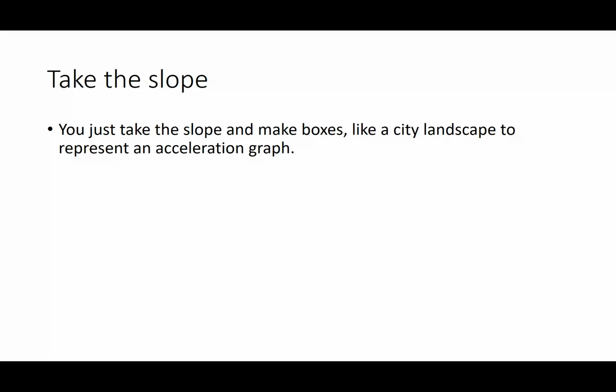You make little boxes, like a city landscape. Each little box represents the slope for that part of the velocity graph. So what is that going to look like? If we use the same velocity graph from last time, we're going to concentrate on this first part right here, up to 10 seconds.